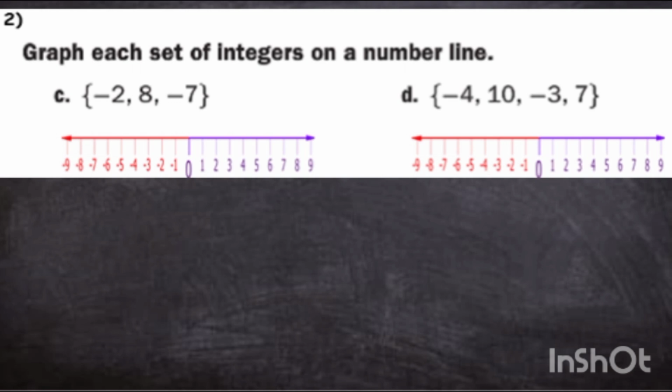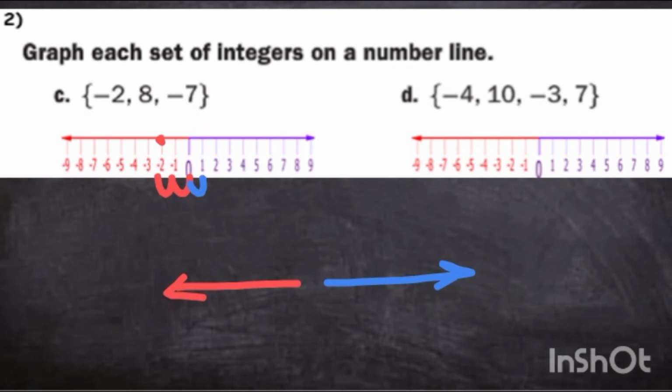As it is negative, and negative numbers are to the left, we need to graph 2 units to the left. So here we have -2. Then our second integer is +8. As it is a positive number and positive numbers are to the right, we need to graph 8 units to the right. So here we graph 8 units to the right.